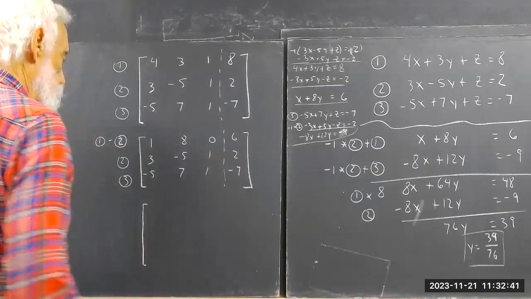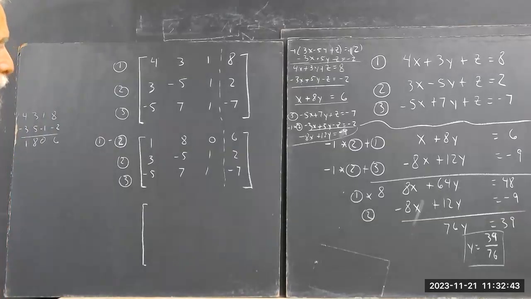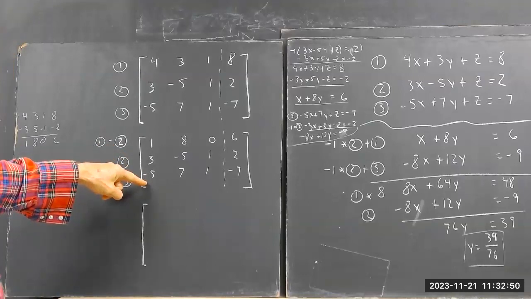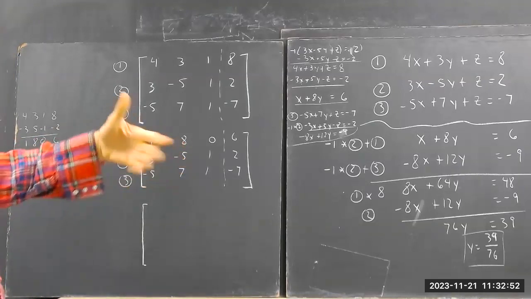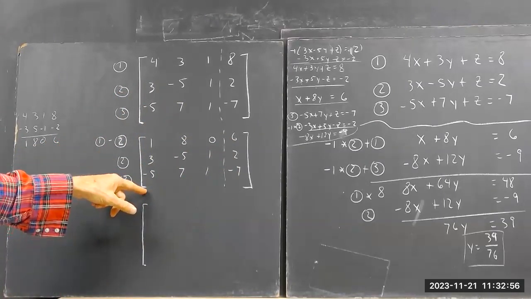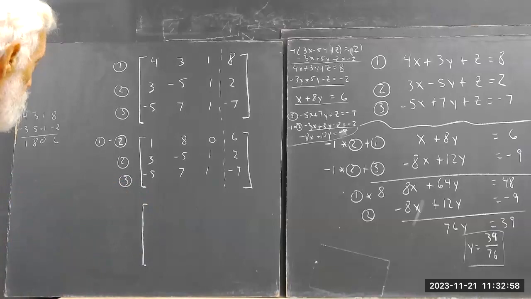Well, now look at what I can do. Okay, the next thing I want is zeros here and here. Now that would correspond to eliminating X from these two equations.